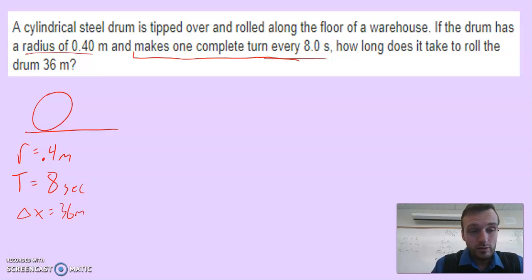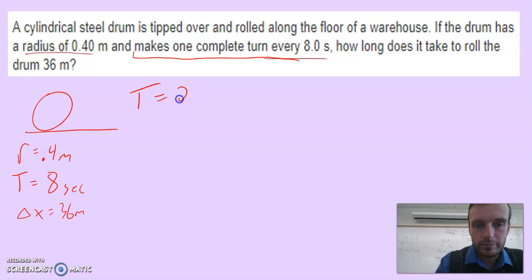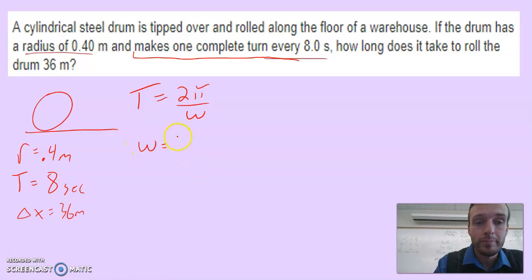How long does it take it to roll 36 meters? So how long? Well, let's see what we know here. We know the radius. We know how often it makes a turn. So let's go ahead and try to use that big T equation. That big T equation says 2 pi over omega. Now, if we do a little flipperoo here, we can calculate the angular velocity of the steel drum, right? That's omega, the angular velocity.